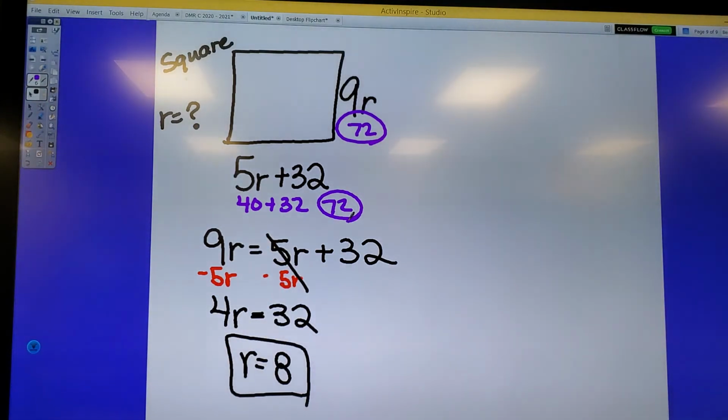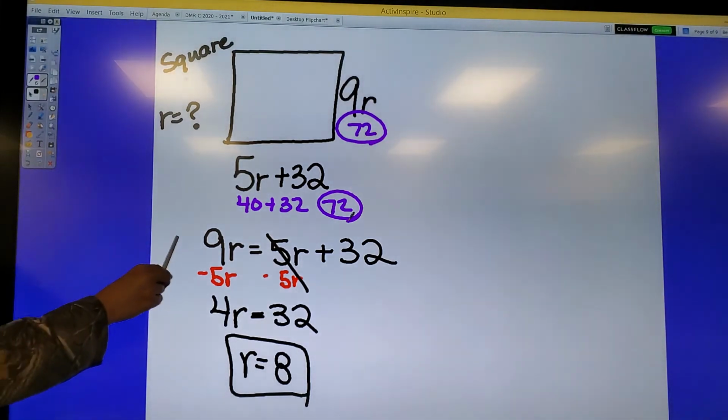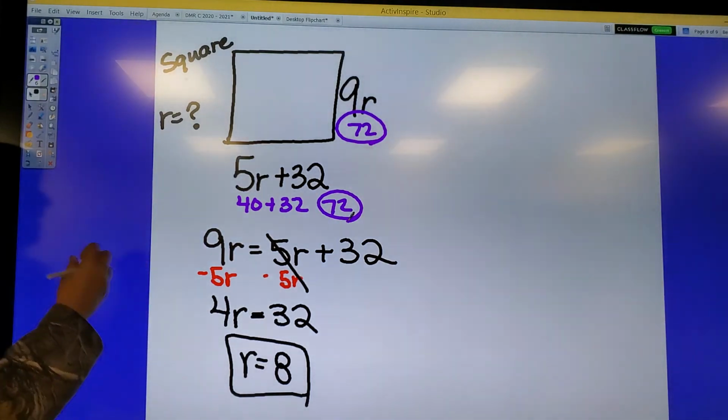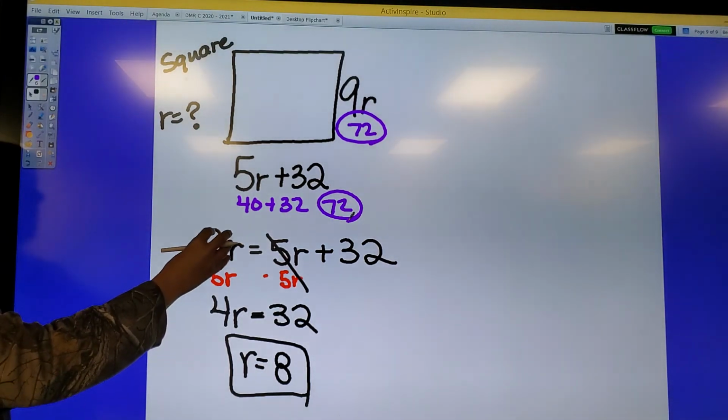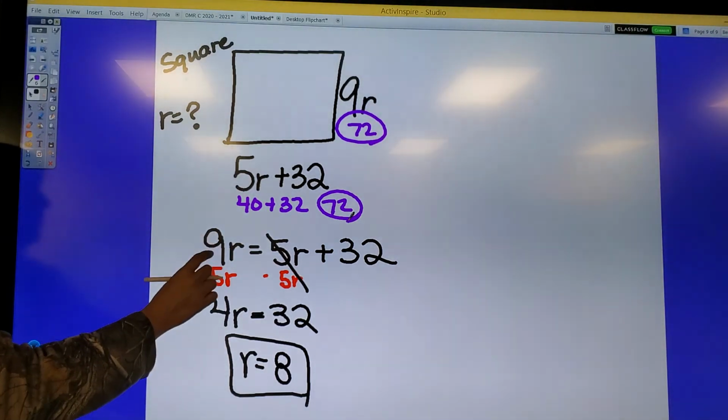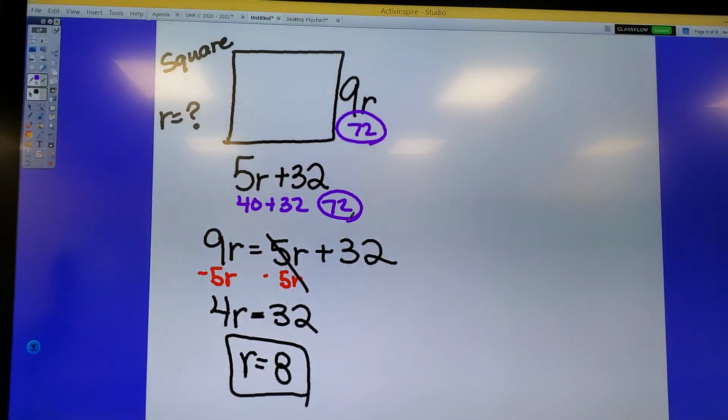Did you get that R equals 8? Yes. Great. Now, again, it doesn't matter which side you put on the right and which side you put on the left. I think it's easier to put the side that has just the term with the variable by itself over here on the left, but you can work it out either way. It's going to work. Okay? That is it.